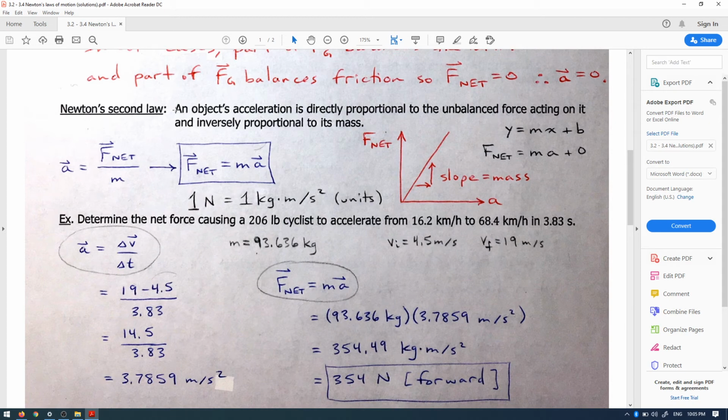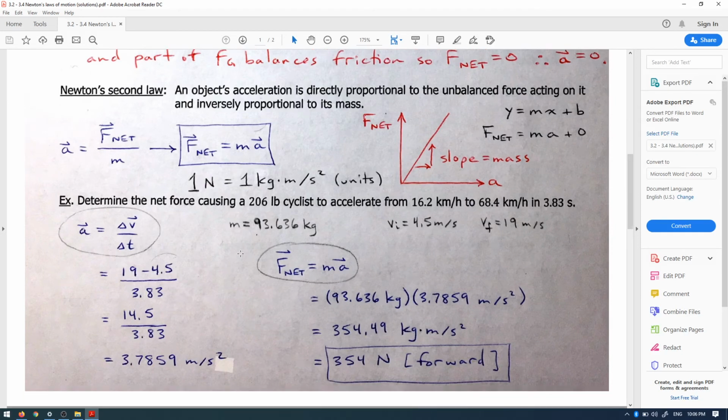So apply the same push on an object, but you've got two objects, one is less massive than the other, the more massive object will experience less of an acceleration. So I've got this equation to summarize Newton's second law, and that equation can be rewritten as F net equals ma.